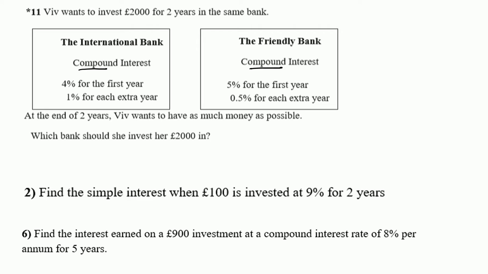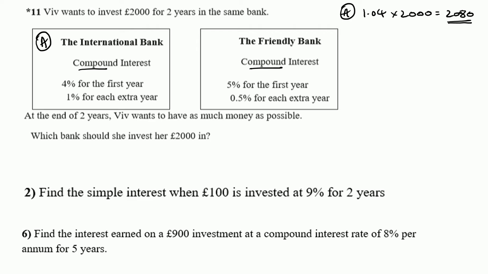First of all, in the international bank, we'll call this A. In the international bank, she's going to get a 4% increase on her money in the first year. 104% of 2,000, 1.04 times 2,000 after the first year. That's what she's got. Because this is compound interest, we're always increasing the amount of money in the bank account. So she's going to go forward into her next year with the £2,080.